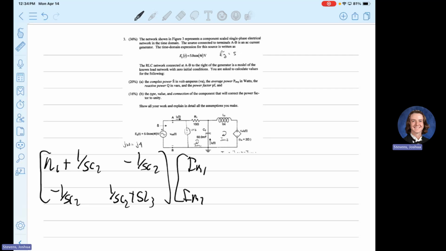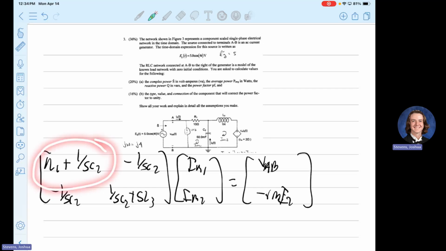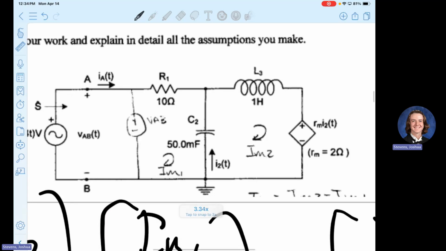IM1, IM2 equals VAB, nothing else, and this becomes negative RMI2. Does everybody see how I did that? The only thing in mesh 1 is R1 and SC2. The shared is SC2, negative SC2. The only thing in mesh 2 is SC2 and SL3. If I denote my IM as it's denoted here, I'm just going to keep the same polarity, that's how I would do it too.